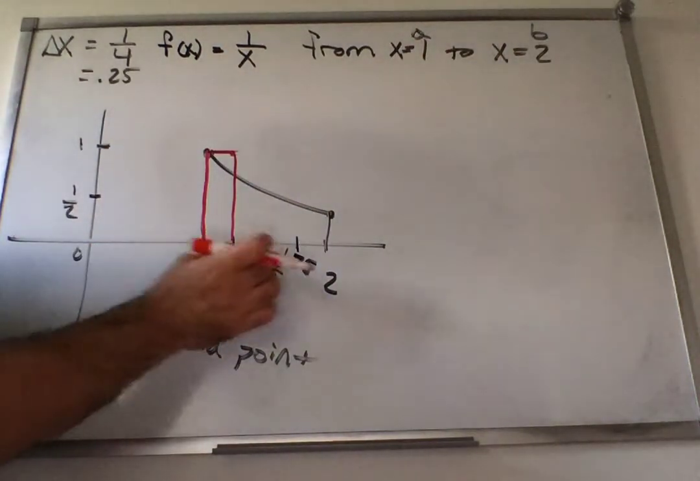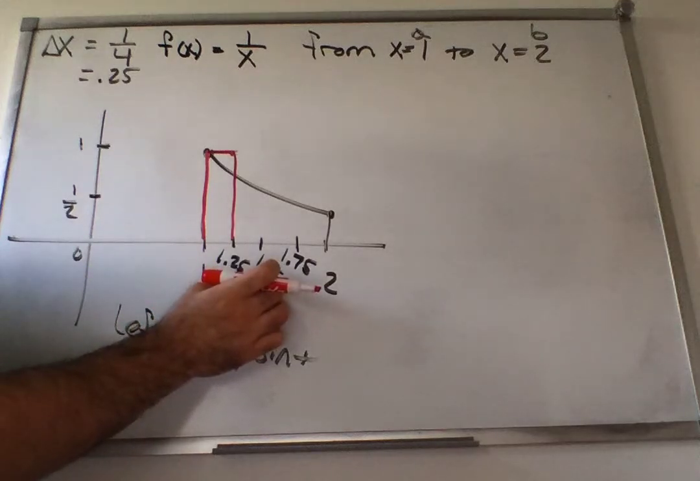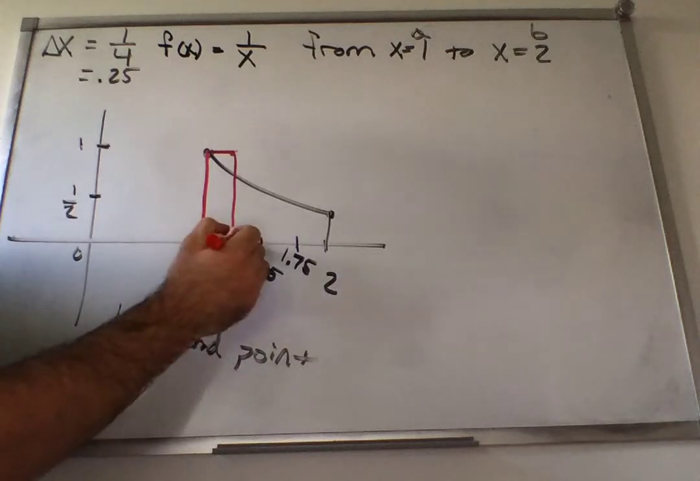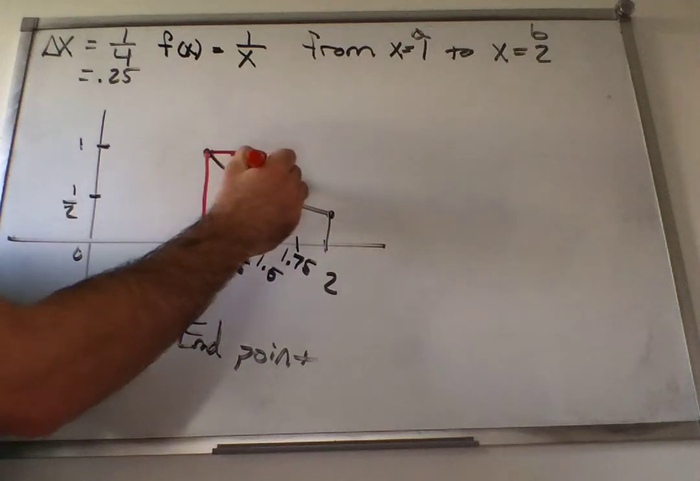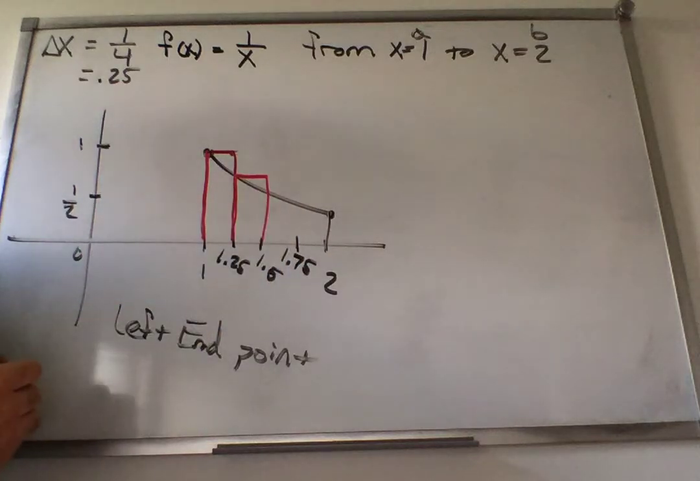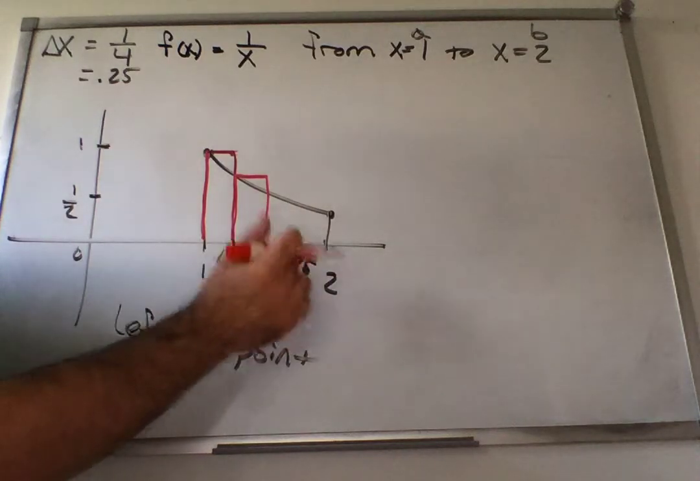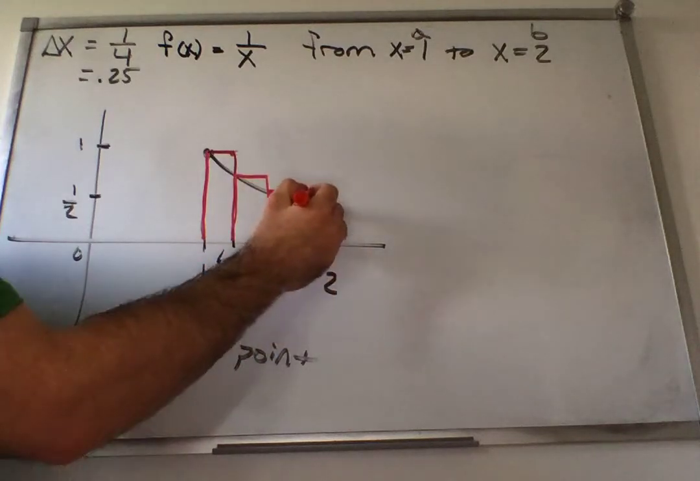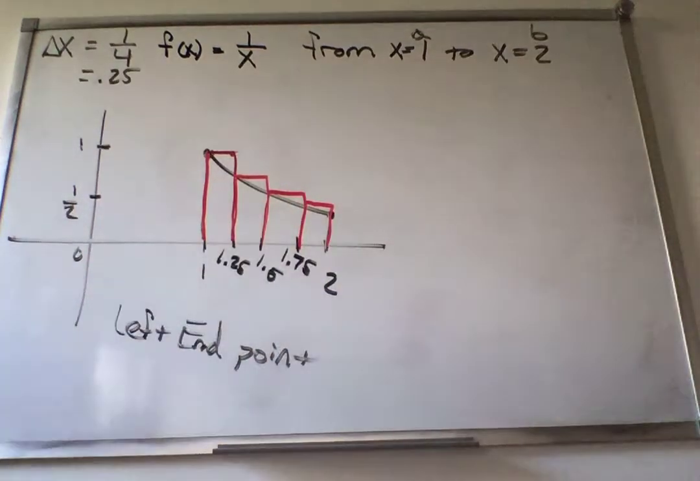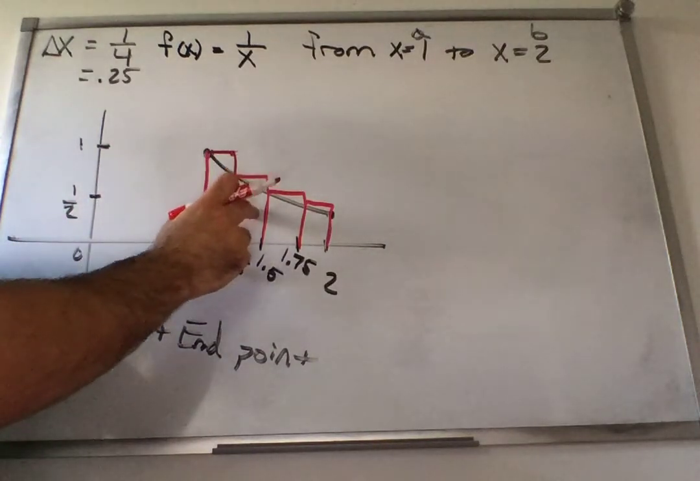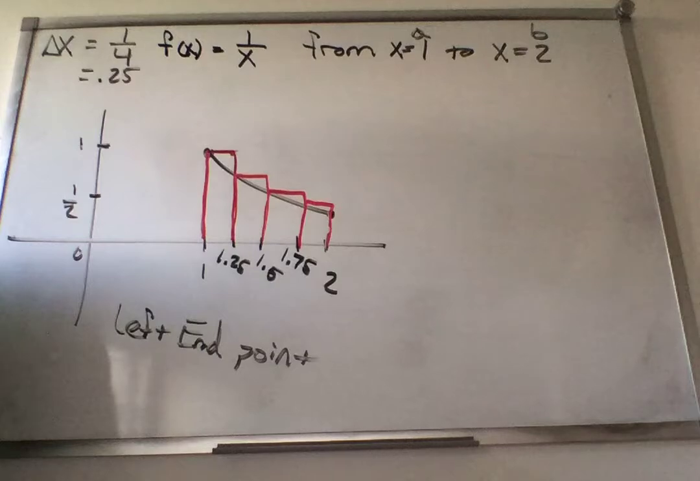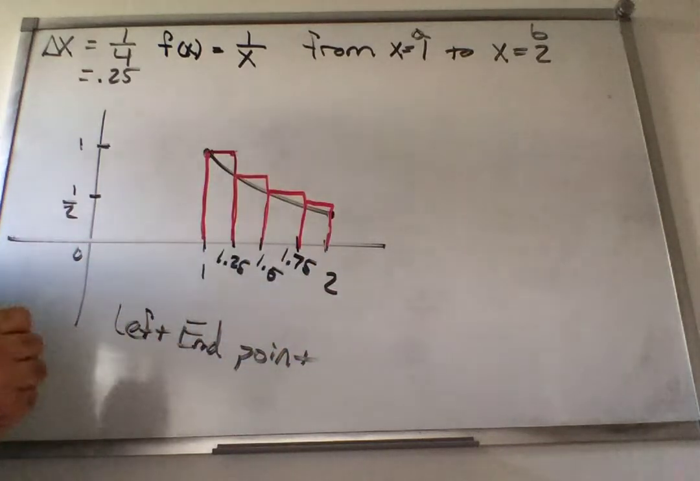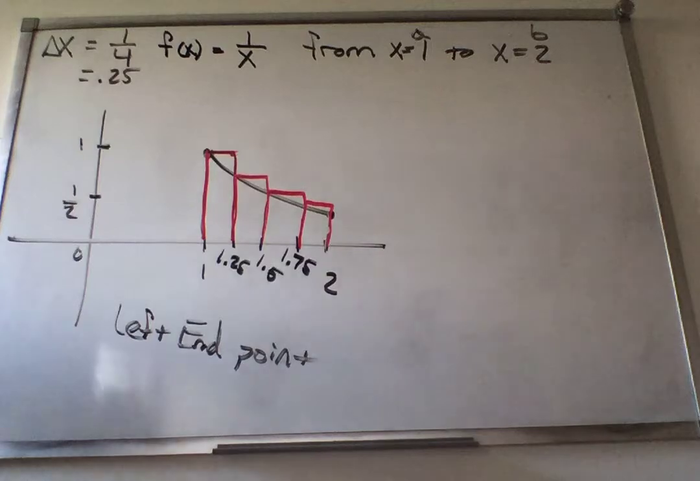Now I move on to the next pair of tick marks, and I pick the one on the left. I go all the way up to the function, and then go over and draw a rectangle to the next x value. Do the same thing here. I pick the one on the left, go up to the function, go over, and there we go. We have our 4 rectangles. The area of this one plus this one plus this one plus this one is going to give me the approximate area for the actual shape I'm looking for.